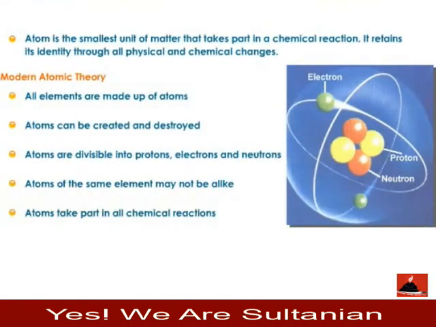Modern atomic theory. According to modern atomic theory, atoms of an element contain protons, neutrons, and electrons. These atoms can take part in chemical reactions. An atom is the smallest unit of matter that takes part in a chemical reaction. It retains its identity through all physical and chemical changes.